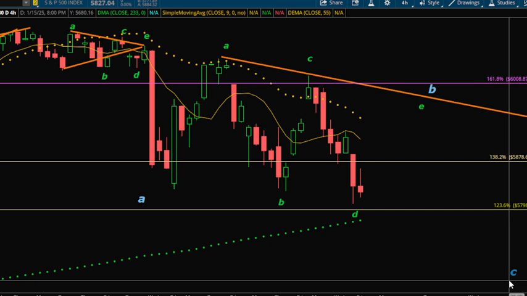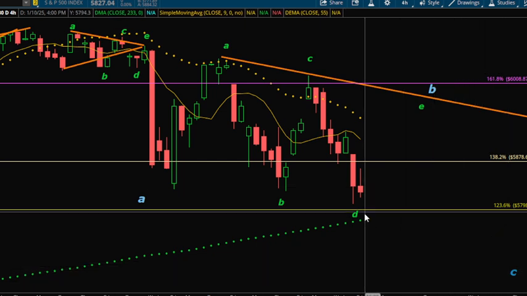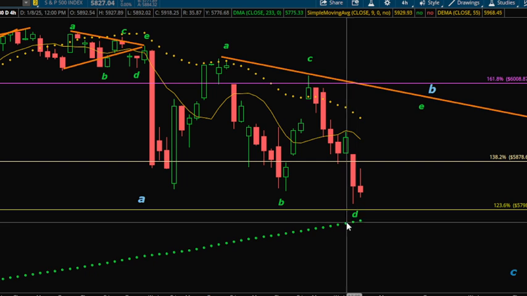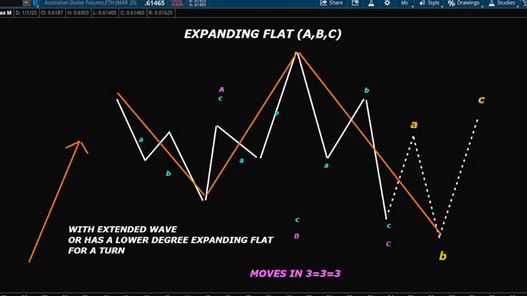And notice on the 4-hour time frame, we're pretty darn close to this 233-day moving average. I don't like to use it, but it's there. So let's go back to, let me see if I missed anything.